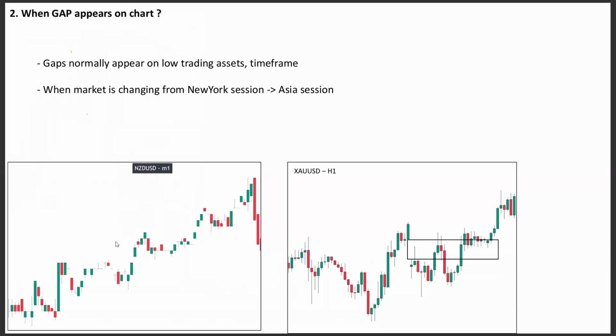Now, gaps appear on a chart when there is low volume on a particular trading asset or time frame. They can also appear when the market is changing from one session to another session. So, for example, maybe like 12 p.m., or whenever price changes session, you can say there will be a gap, or maybe in the new week, so there's a gap as well for the market to change session.